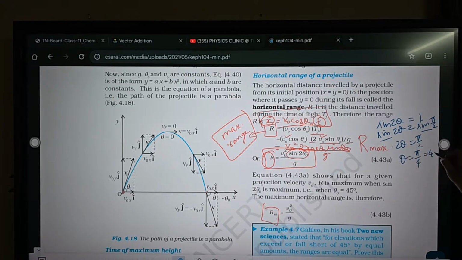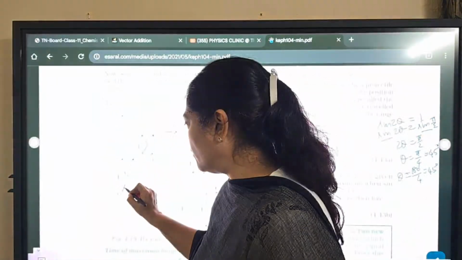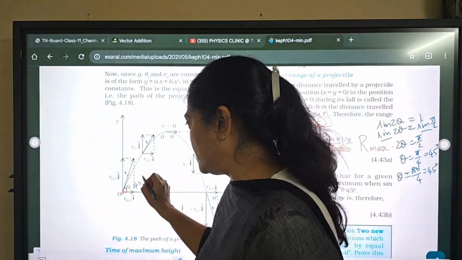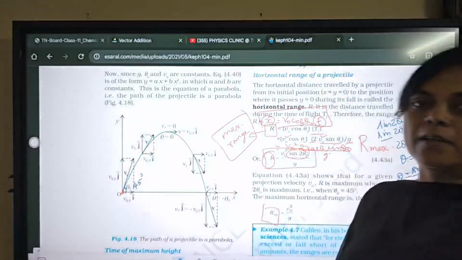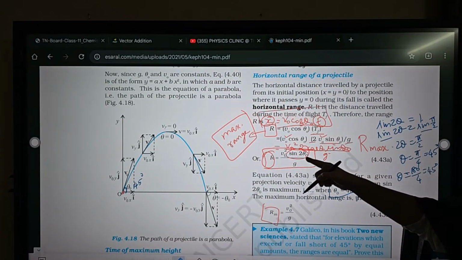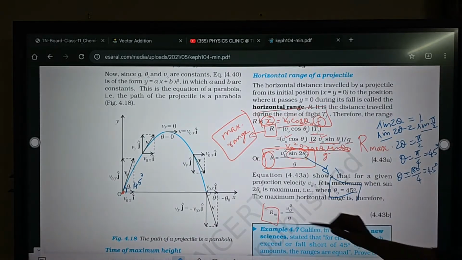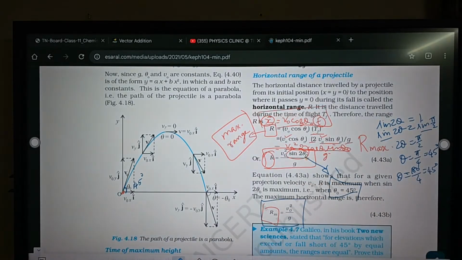What is pi by 4? Pi is 180, so 180 by 4 is 45 degrees. Clear or not? So if you aim a projectile at a 45 degree angle, definitely it reaches the maximum range. If you put theta naught equal to 45 degrees, then sin 2 theta will be 1. Then R maximum will be v naught square by g. Is it clear for you?